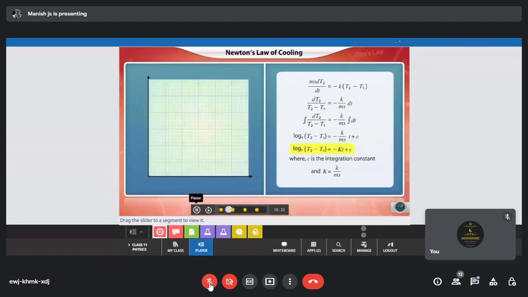Note that the graph of the logarithm of the temperature difference against time should be a straight line. This gives us a way to experimentally verify Newton's law of cooling. So இது ரெண்டுமே when you take log of t2 minus t1 value அப்புறம் time ஓட value நீங்க எடுத்து நீங்க graphically plot பண்ணீங்க அப்படின்னா உங்களுக்கு இந்த மாதிரி ஒரு straight line கிடைக்கும். இப்போ புரியுதுங்களா எதுக்கு அந்த minus sign வந்துச்சு அப்படின்னு?